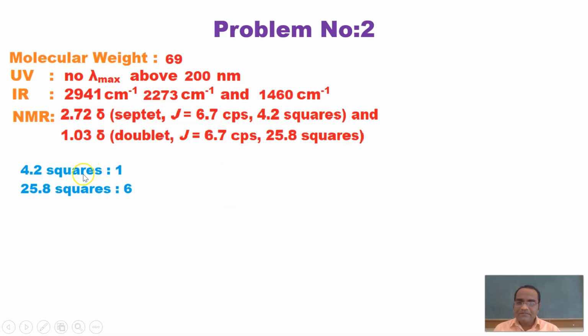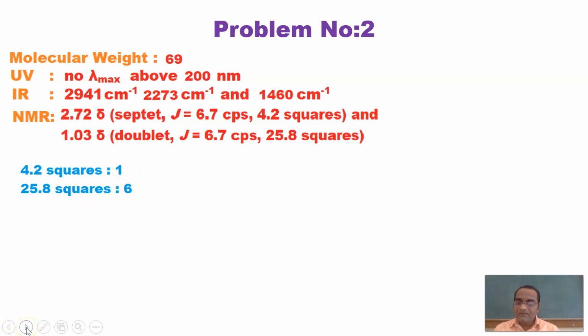So let's first calculate the squares, 4.2 squares and 25.8. I have taken a ratio over here, that is 1:6. So 1:6 means the number of hydrogens we have calculated. Simply looking at the data we understand that a septet means the adjacent carbon has 6 hydrogens, and a doublet means the adjacent carbon has only one hydrogen. So now this data is sufficient.